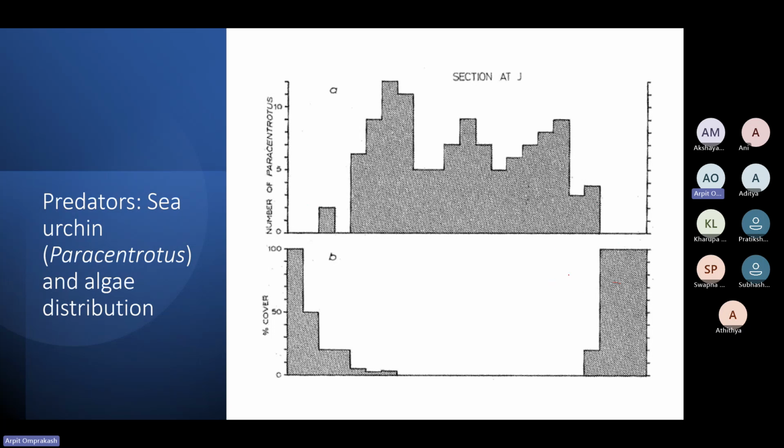The reason why algae is not found in this area might be because of the presence of sea urchins, right? But why are sea urchins not found in this area? That might be due to some tidal action near the shore or in shallow depths, where because of tidal action, they are dislodged from their area, and that's why they prefer to stay in these deeper waters, deeper areas.